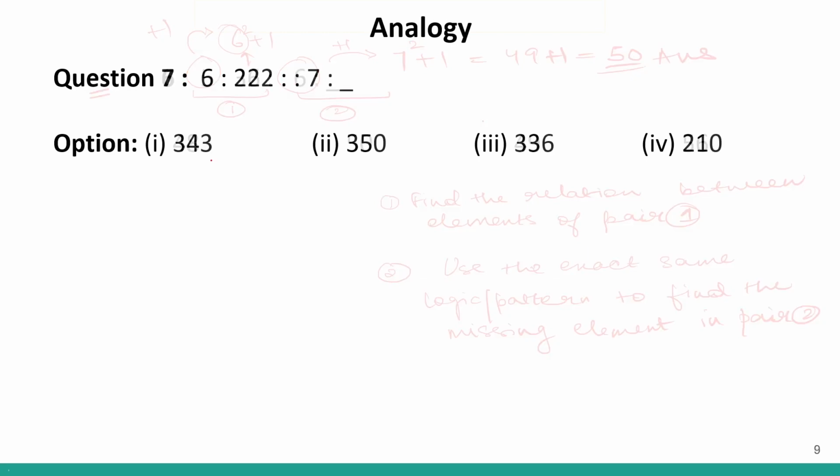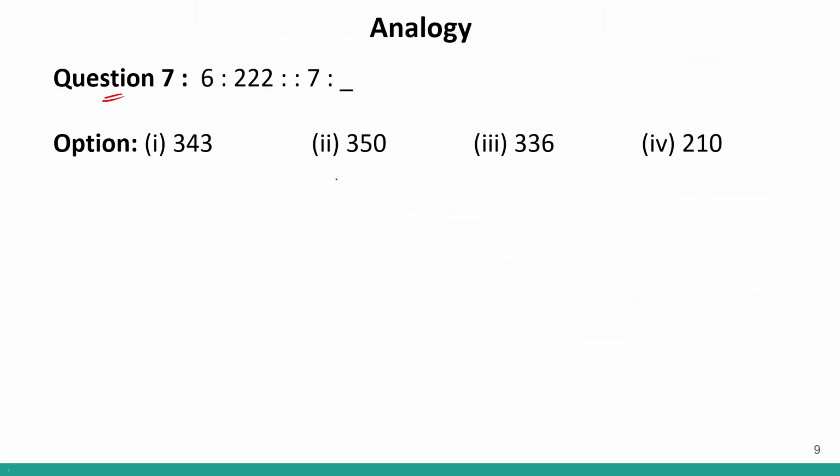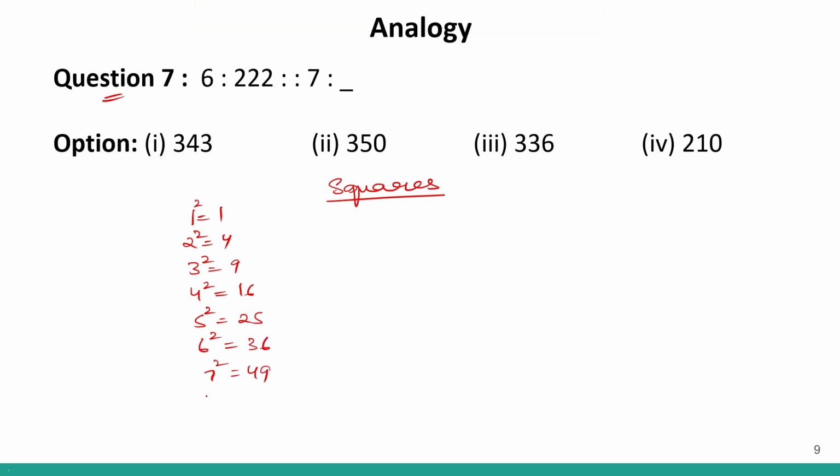Clear? Now, moving on to question number 7. Before this, let us revise some squares and cubes. What is the square of 1? 1. 2 square is 4. 3 square is 9. 4 square is 16. 5 square is 25. 6 square is 36. 7 square is 49. 8 square is 64. 9 square is 81. 10 square is 100.